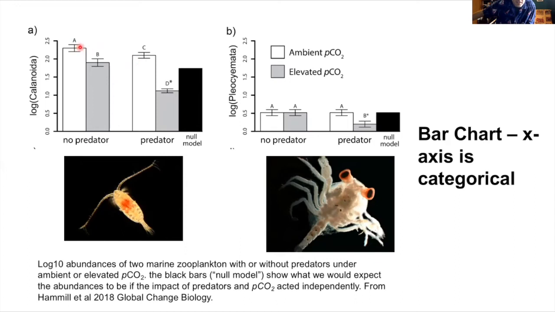If you add just CO2, if you increase the level of CO2, you also get a drop. You get a reduced number of these calanoid copepods. But if you add a predator and elevated CO2 at the same time, you get a really big drop. So it drops from here to here. If these two factors acted independently, we would expect this abundance here to actually be this black bar. But because it's much lower, it shows that the effect of increased CO2 and predators is combining together, and it's what we call an interaction, and the effect is much greater than we would predict.